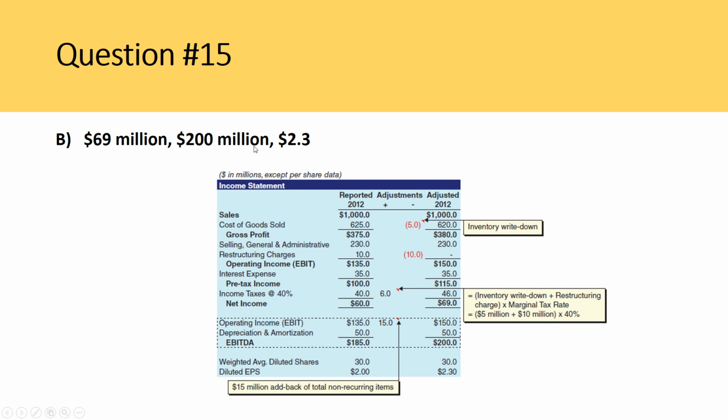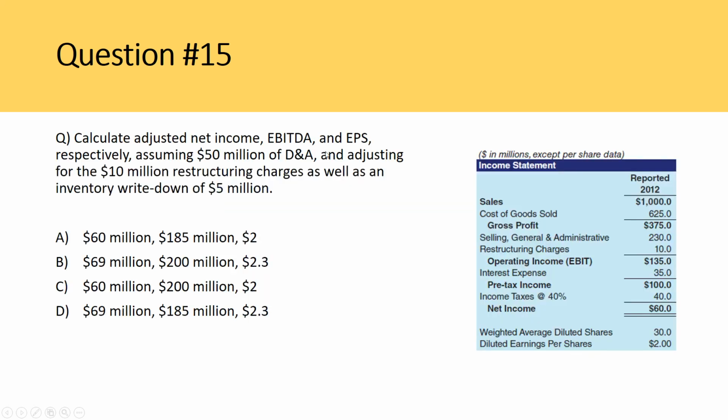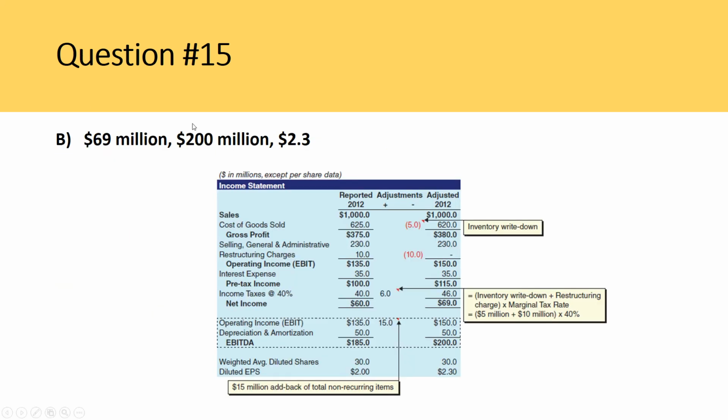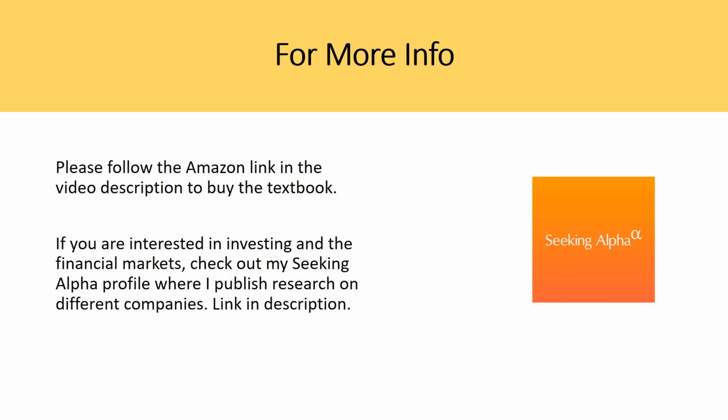For adjusted EBITDA, we already know the depreciation and amortization is 50 million, so we add that to the adjusted EBIT of 150 and get adjusted EBITDA of 200 million. We get adjusted net income of 69. And of course, you have your EPS of 2.3, which is what we get once we calculate with the weighted average diluted shares. So that's pretty much it. The answer is B.